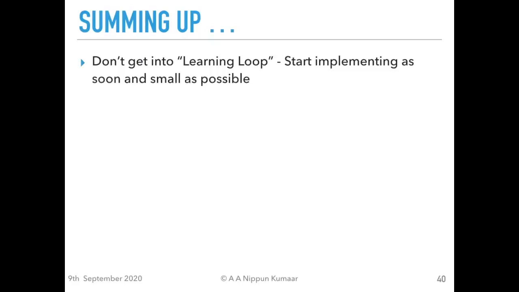First, my suggestion would be, don't get into this thing called the learning loop. You start learning and you keep learning. You don't really implement. You keep learning. Something will come up again. You start looking at it again. You start learning that. You keep learning. That is what I call the learning loop. Just don't get into that. You learn something, implement as soon and as small as possible. Start implementing. Start getting your hands on. That is the first suggestion I would give.